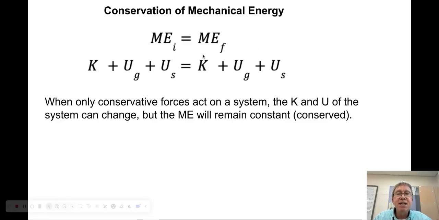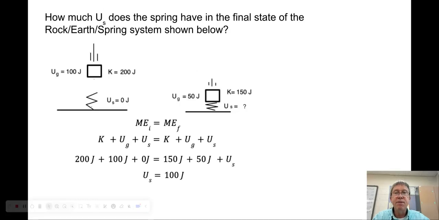The idea then is, conservation of mechanical energy says that the sum of the K, UG, and US before is going to equal the sum of the K, UG, and US afterwards, as long as the only forces acting on it are conservative forces. The mechanical energy is going to stay constant, and we can use this equation. In most cases, that's what we're dealing with. Okay, so let's apply it here.